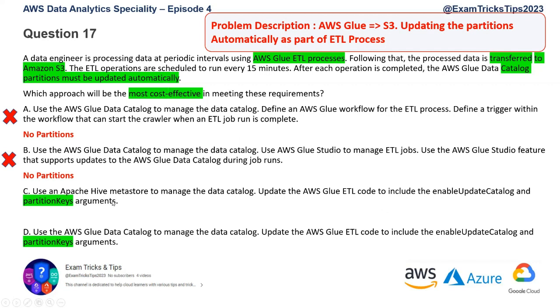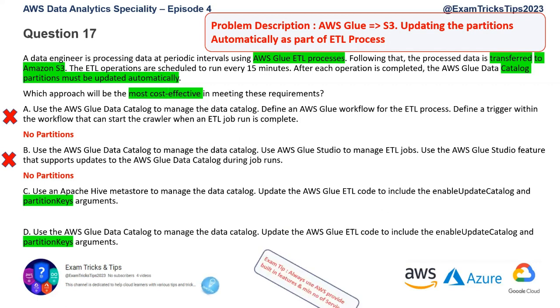So option C and option D both have partition related references. Looks like there is some feature available that you can use in Glue update. There is mention of enable update catalog, enable update catalog. Then what's the difference? Option C is using Hive Metastore and option D is using AWS Data Catalog.